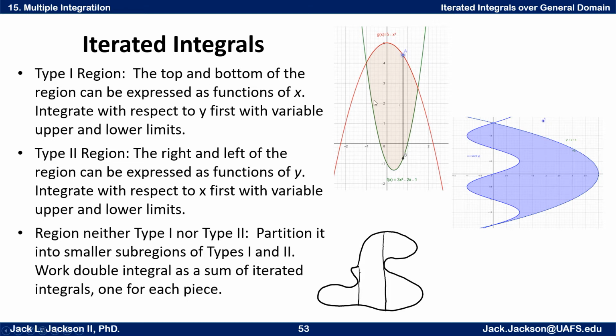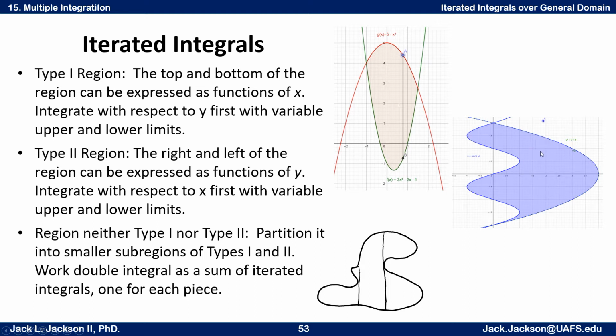A type 2 region is sort of backwards from that. This one over here on the right with this blue background is a type 2 region. If we think of a horizontal strip going here, it's always bounded on the right by this curve here, which is x equals a function of y. So you can solve it for x in terms of y. And then this side here, you can solve for x in terms of y as well.